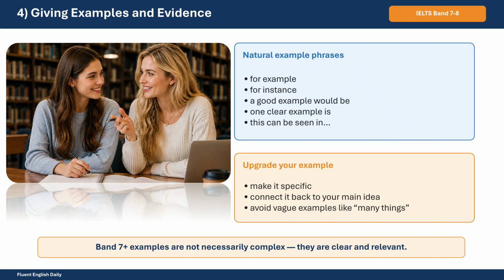In IELTS writing, examples should be relevant and logically connected to the argument. Band 7 examples are not necessarily complicated. They are clear, specific, and useful.